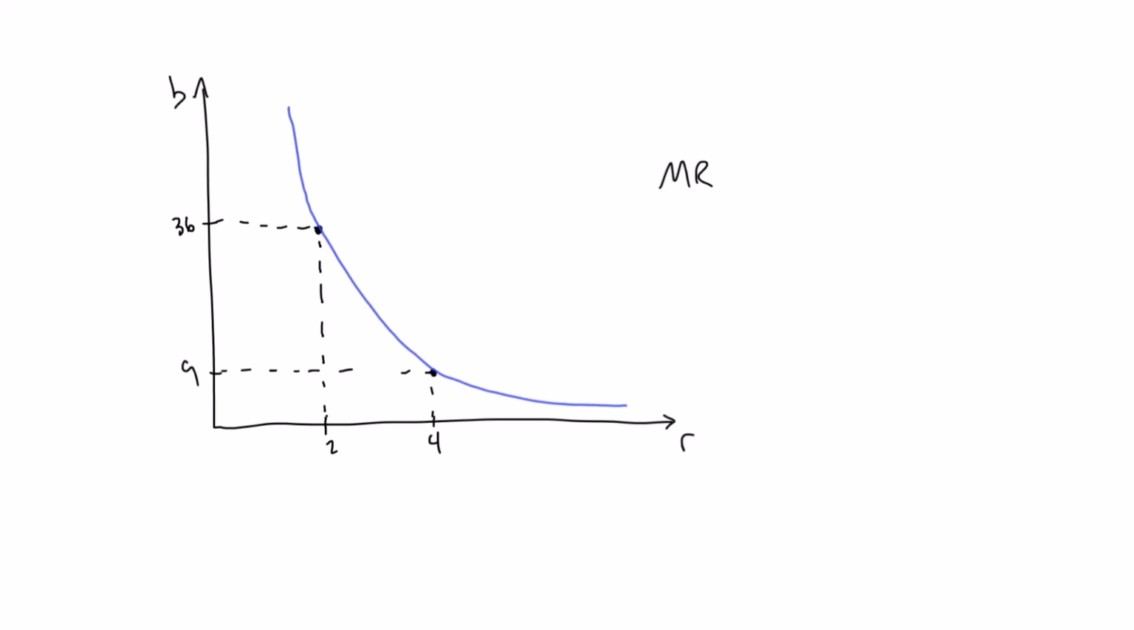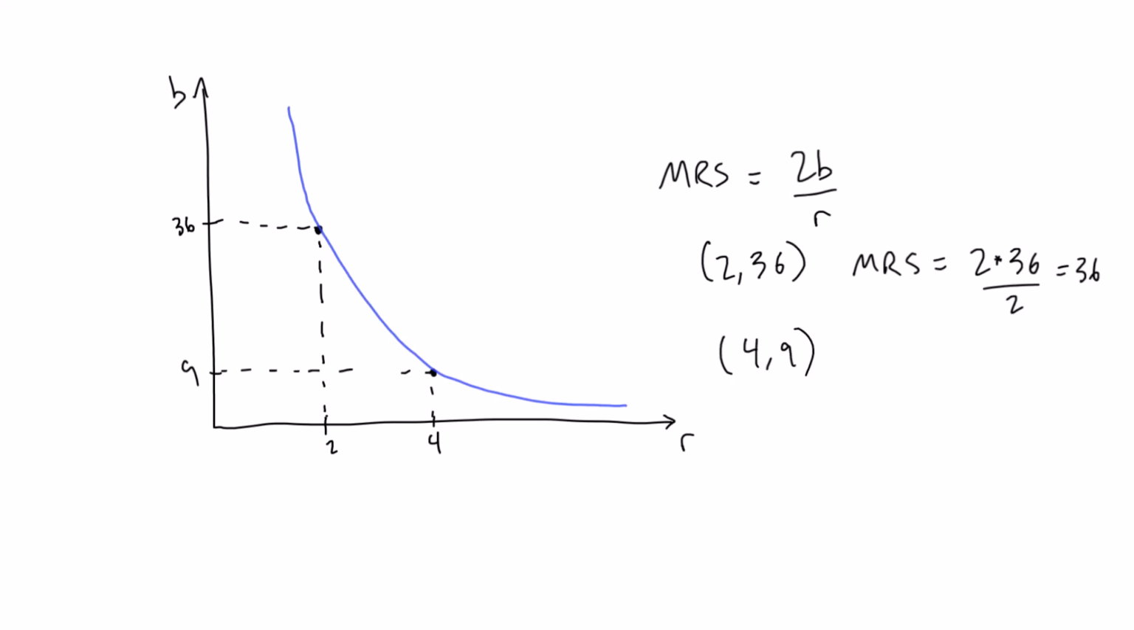Our MRS is given by the equation 2B over R. The MRS represents the negative of the slope of the indifference curve at any given point. So let's calculate that out for our two bundles. At the first bundle, we have 2 rum, 36 bananas. So the MRS is going to be 2 times 36 divided by 2, which is 36. At our second bundle, we are at 4 and 9. Our MRS is going to be 2 times 9 over 4, which is 4.5.